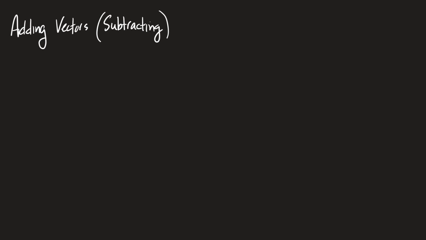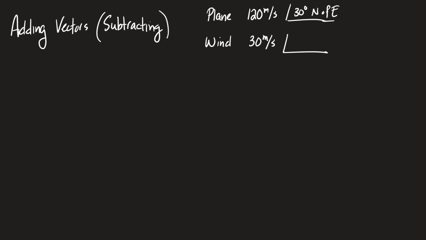So the plane might be pointed in one direction, but with the wind acting on the plane, it's actually moving in another direction. So let's consider a plane that is pointed itself in such a way that its airspeed indicates 120 meters per second relative to the air, and its heading is 30 degrees north of east. And to make this more about process than form, let's make the wind something easy. 30 meters per second, heading due north.